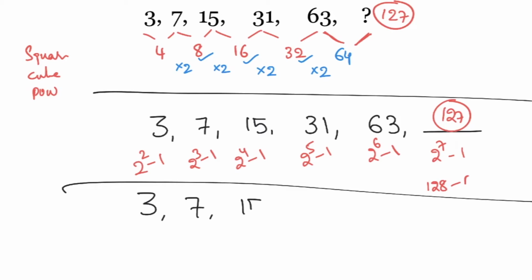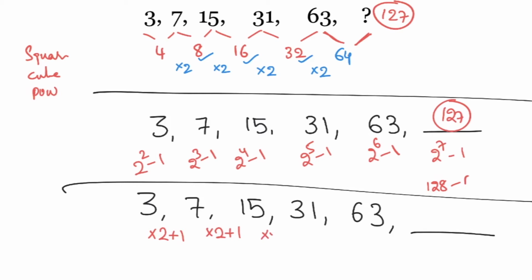Or else, given series is 3, 7, 15, 31, 63. Identify the next term. 3 into 2 is 6, plus 1, 7. 7 into 2 is 14, plus 1, 15. 15 into 2 is 30, plus 1, 31. 31 into 2 is 62, plus 1, 63. 63 into 2 is 126, plus 1. Missing term is 127. Whatever logic you use, you get 127 as the answer.